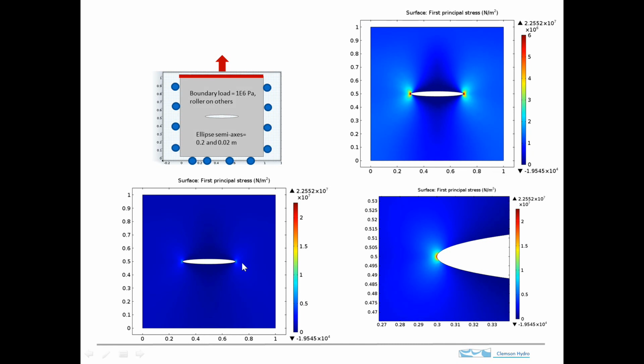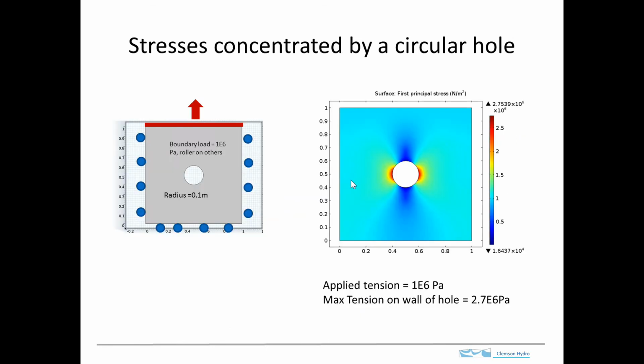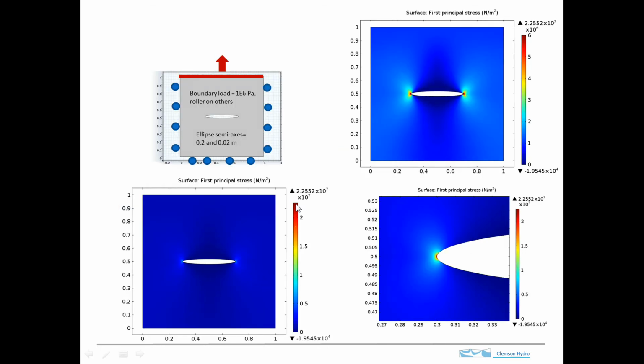Our first tip off that something unusual is happening, though, should be when we look at this scale, because this is 2.2 times 10 to the 7th. And remember last time the maximum stress that we got here was 2.7 times 10 to the 6th. So this maximum value is roughly 10 times greater than what we had for the circular hole.